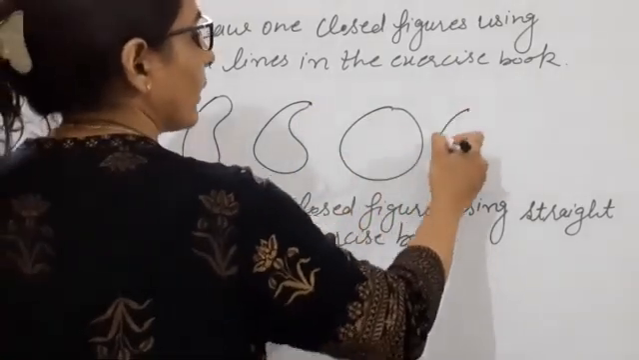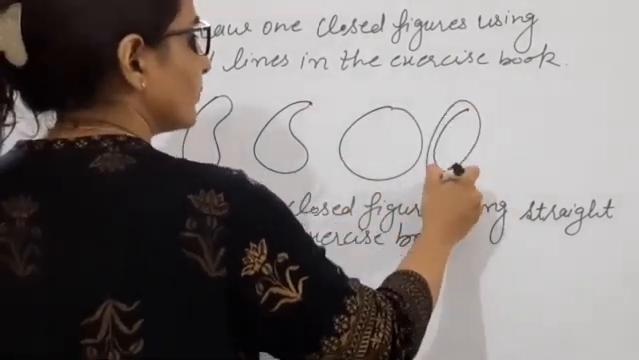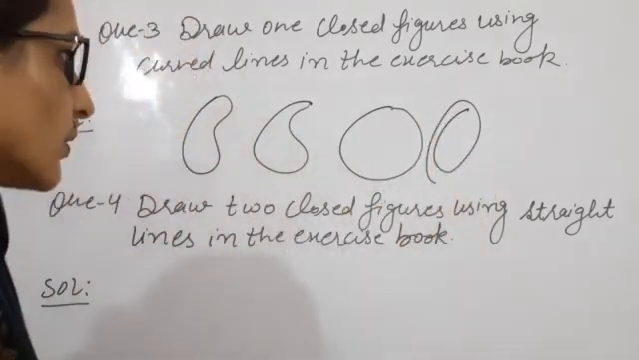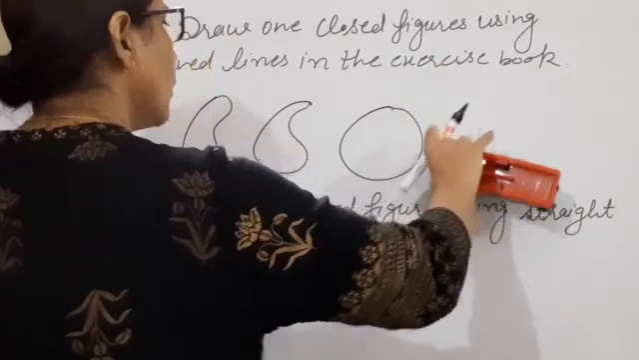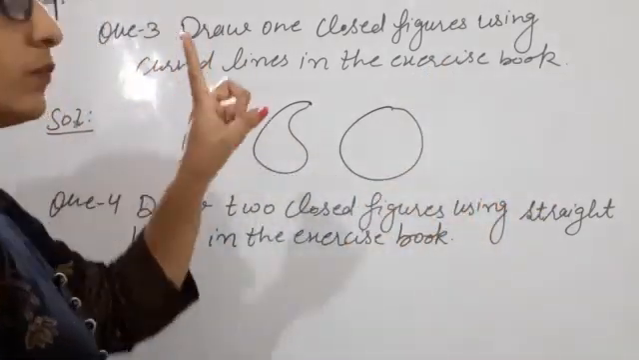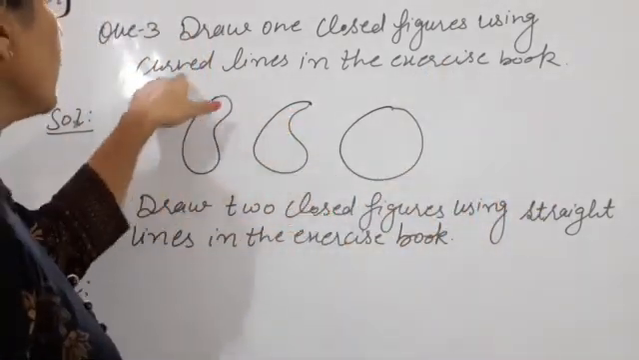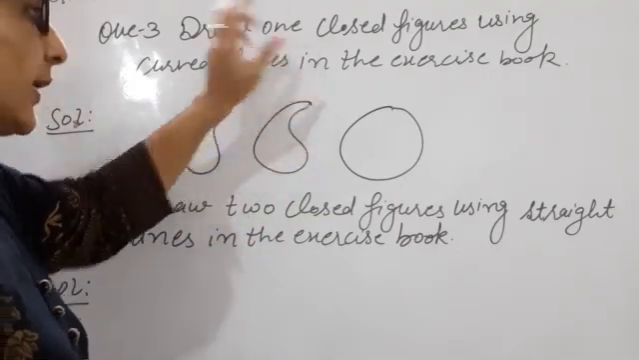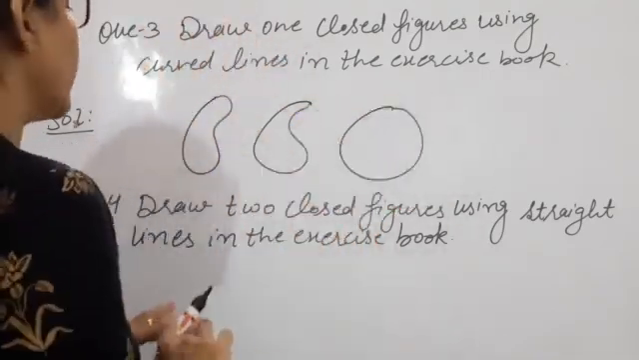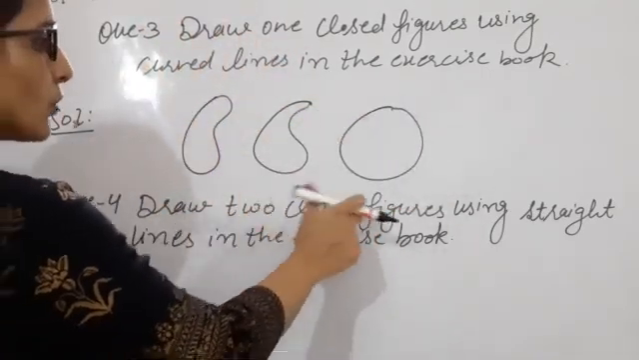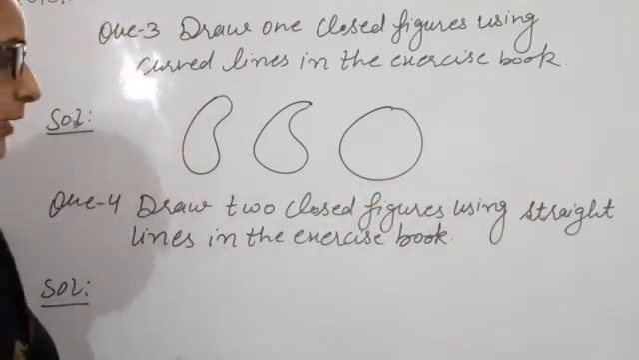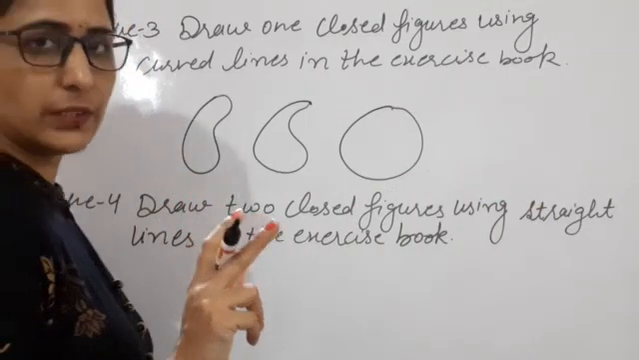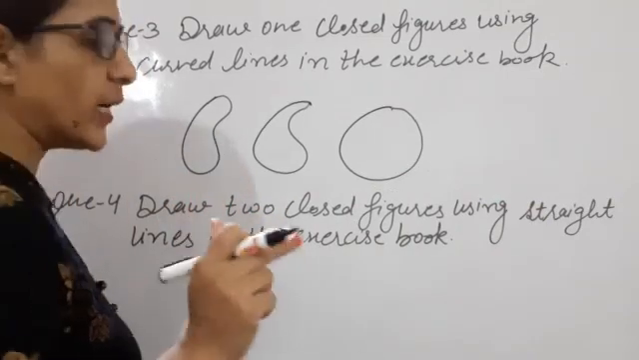Clear? This one is not. This is the open figure. So you can make only one closed figure using the curved line. Clear? You can make any one. Draw two closed figures using straight lines. Clear? Here we draw the two closed figures by using the straight line.